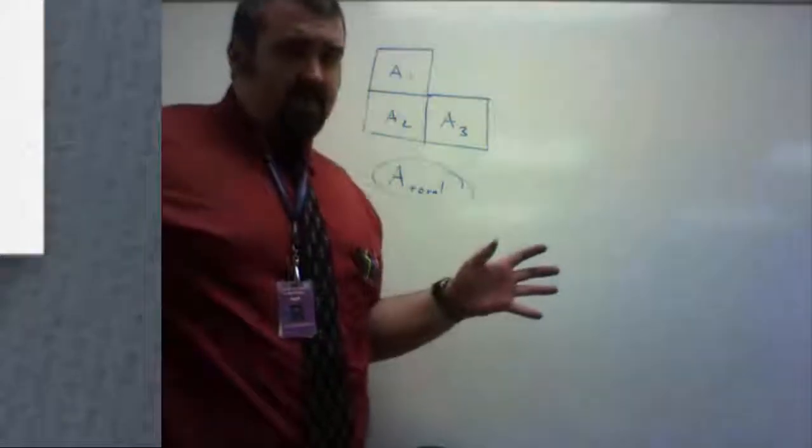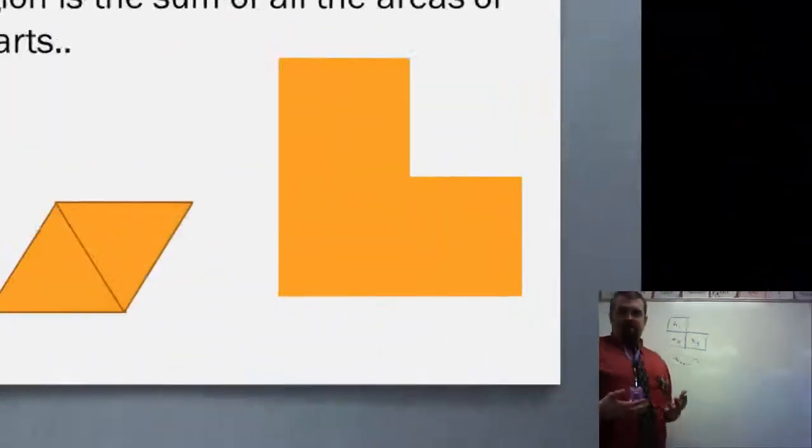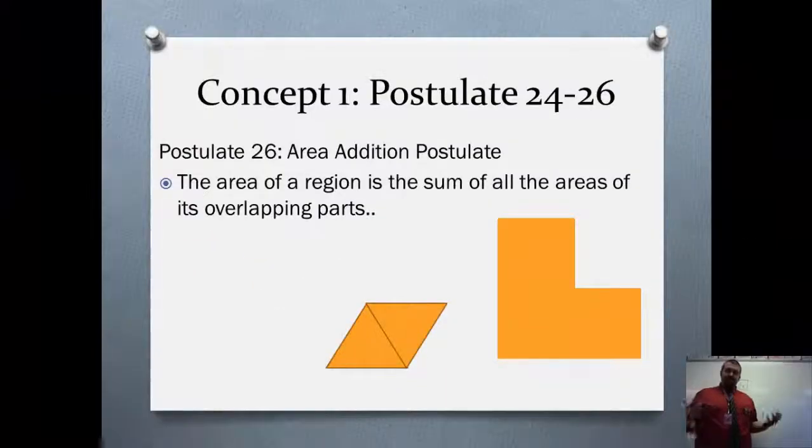So the 3 new postulates: the area of a square is side squared. The area of congruent shapes is going to be the same. And if I have a difficult shape, I can break it up into smaller, easier to handle regions and add up those areas together.